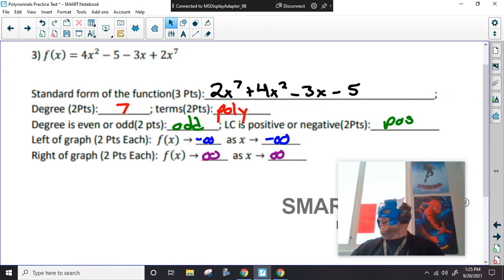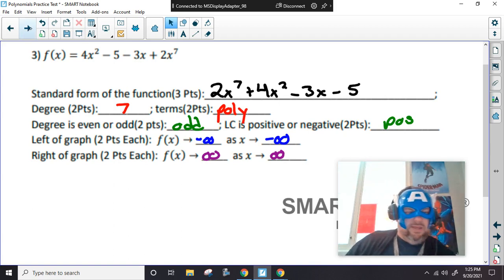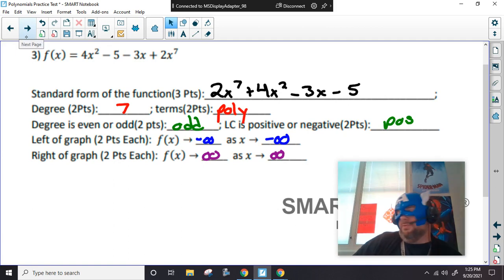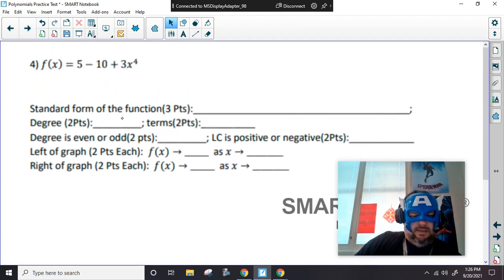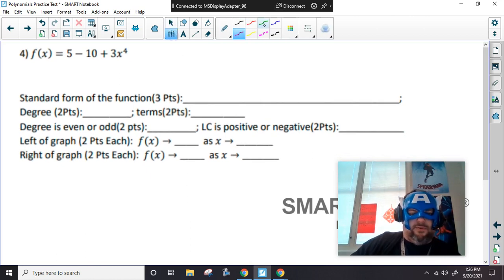So are we good with number 3? Yeah. The degree and the number of terms, that's really an Algebra 1 thing. And if you ever need to, you can go back in Schoology and look at the days where all that stuff is in there. Or you could do a Google search. Google's fun. All right. So, standard form.